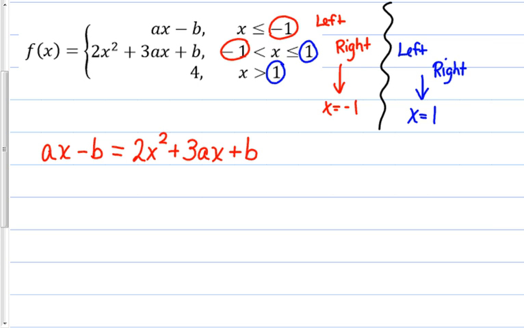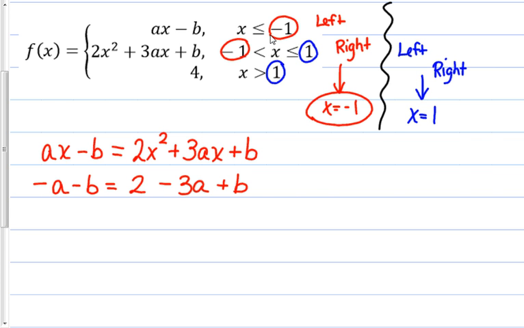So I know that my x is negative 1, so I'm going to go ahead and plug it in. So I have negative a minus b equals 2 minus 3a plus b. All I did was plug in the x equals negative 1. If you look at this equation, it's kind of yucky. I still can't solve this because it has two variables. So you leave it alone for now, and you move on to the other two pieces of the piecewise function.